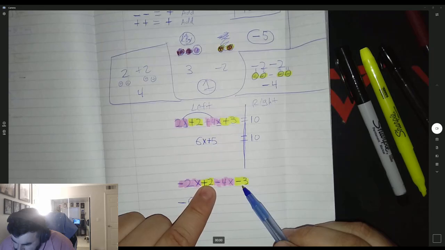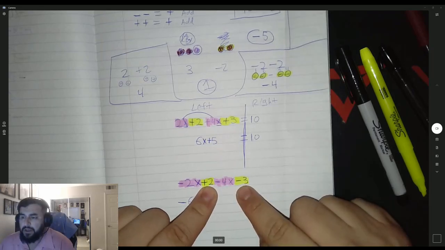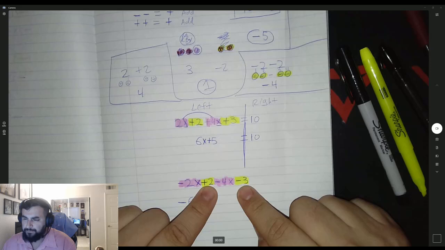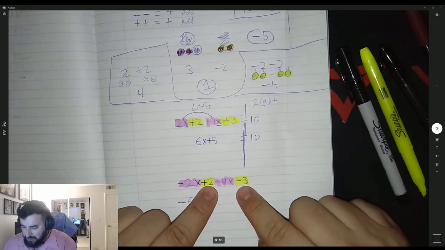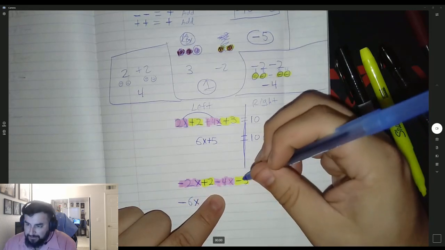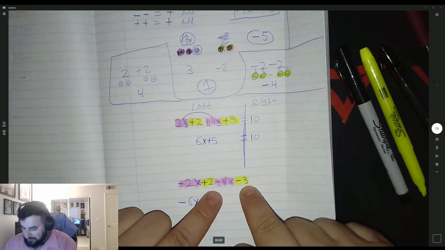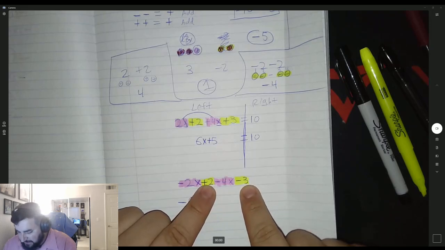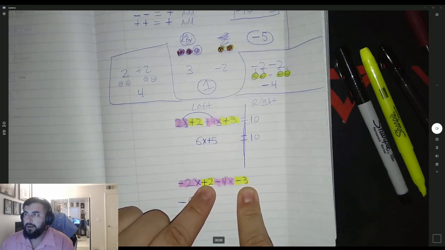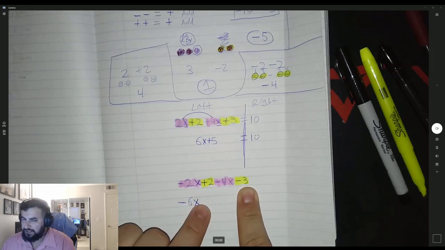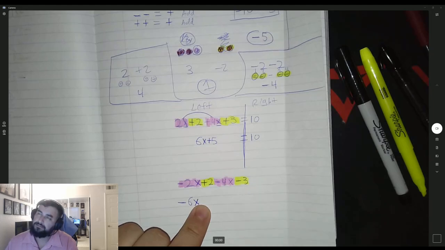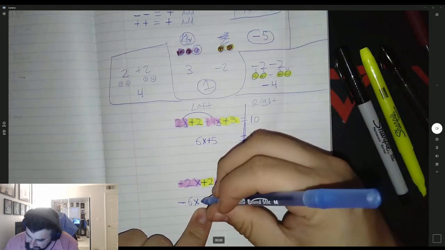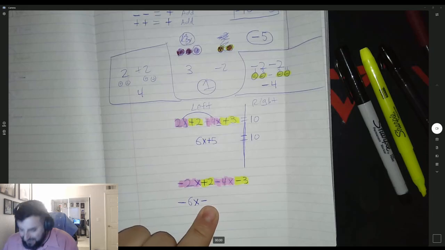So him and him are going to have a little fight. And you got to ask yourself, who's going to win? Who has more? The positives or the negatives? Now, if you said the negatives do, good job. Because there's 3 negatives and 2 positives. Now do this. Do I need a plus or minus symbol since the negatives win? If you said a negative symbol, good job. Just like that, good job.